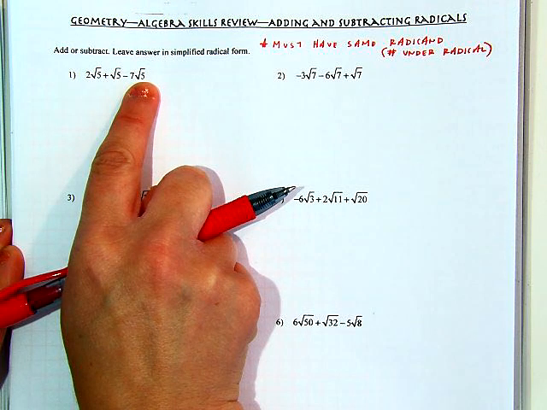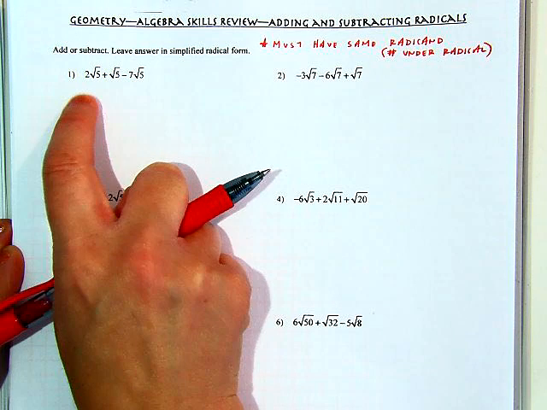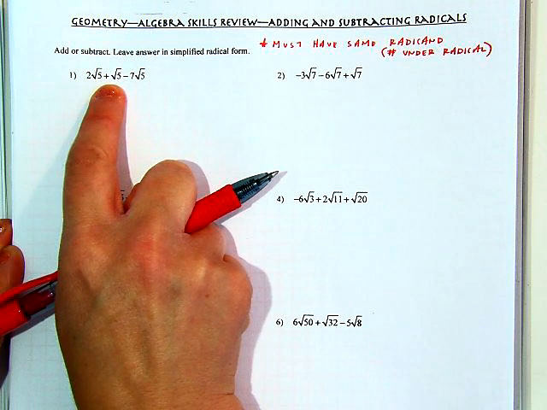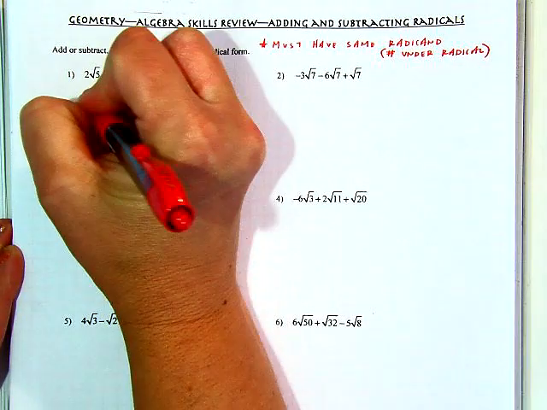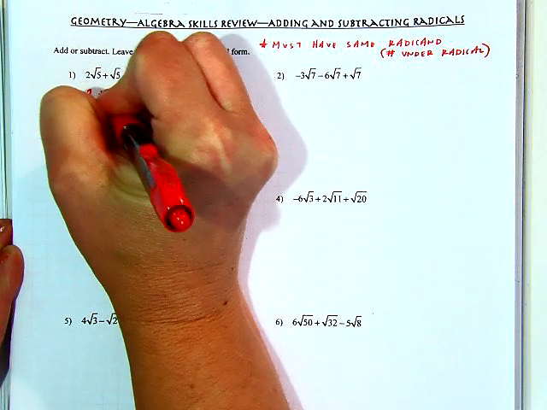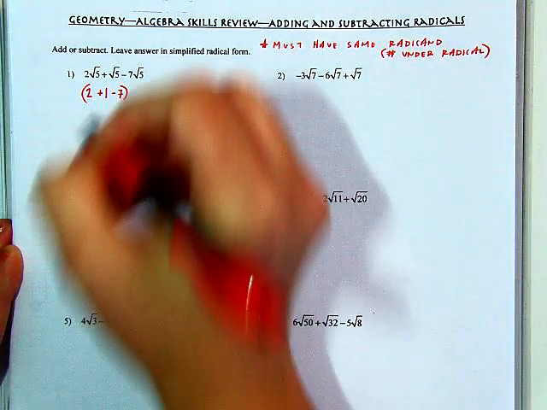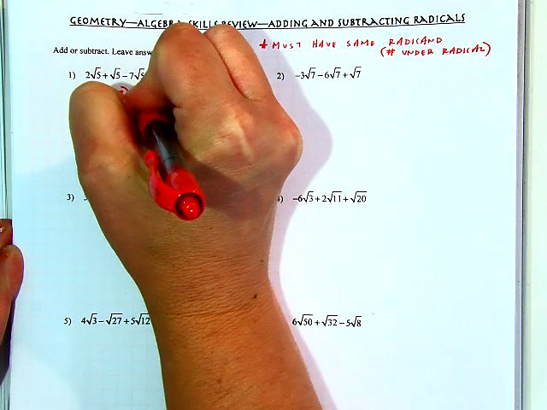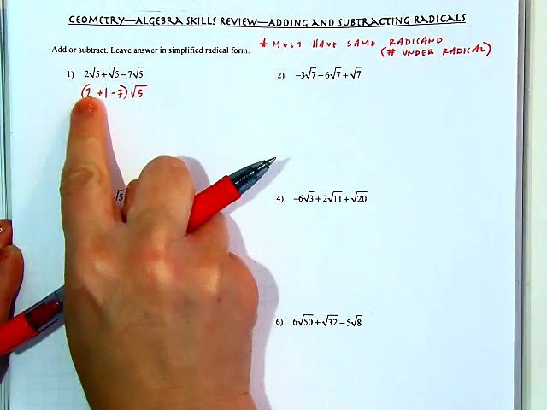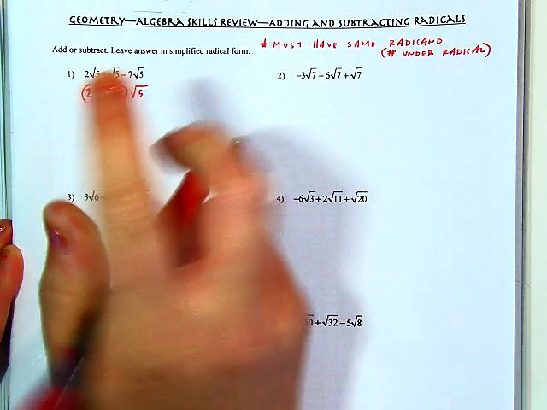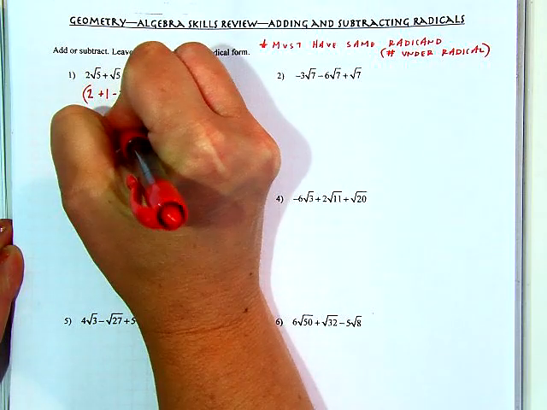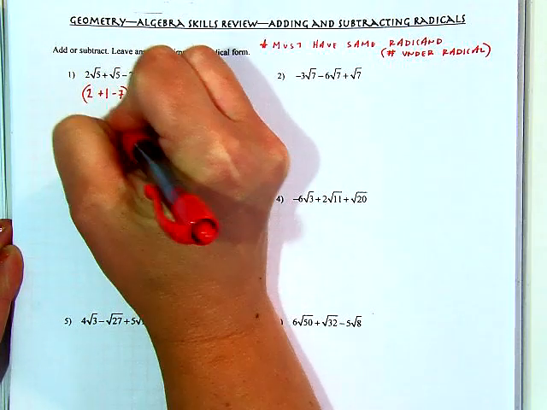They are like terms. So I take their coefficients. I take the 2, the 1, and the minus 7. Okay, I'm going to combine those and leave it in terms of the square root of 5. So 2 plus 1 is 3, minus 7 is negative 4. So I have negative 4 square root 5.